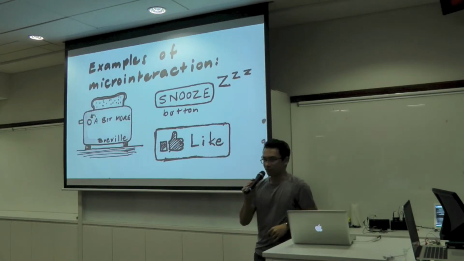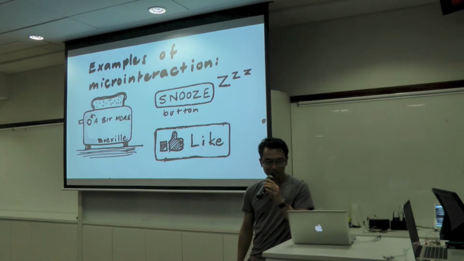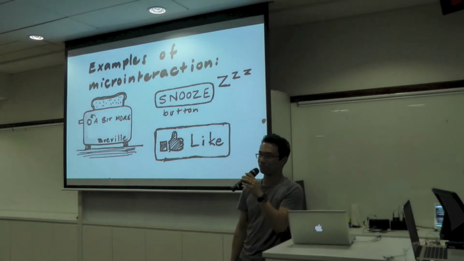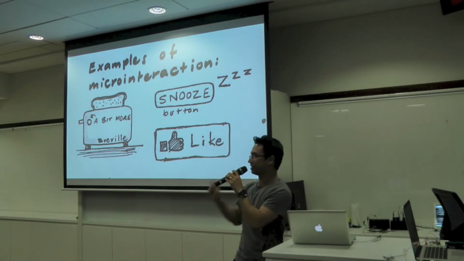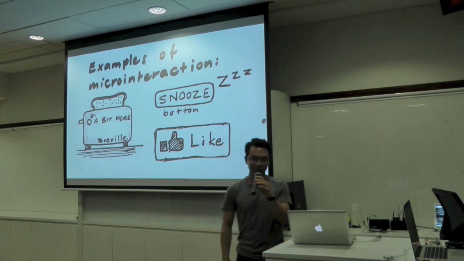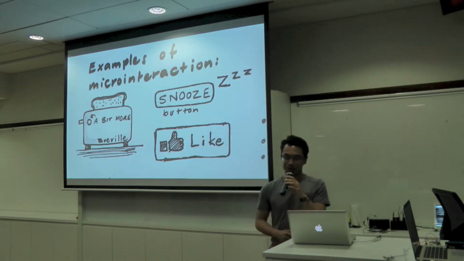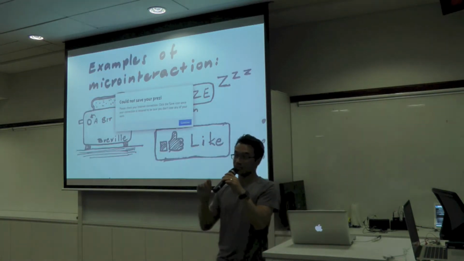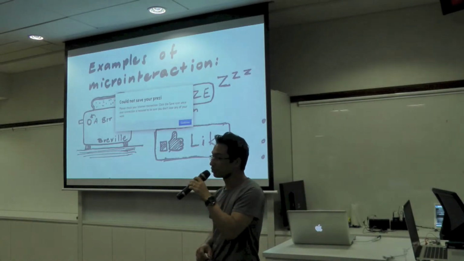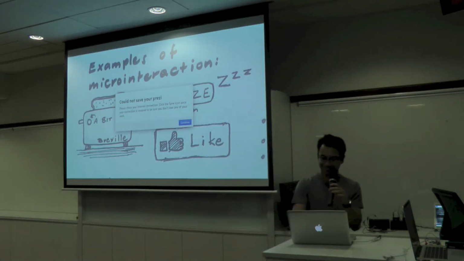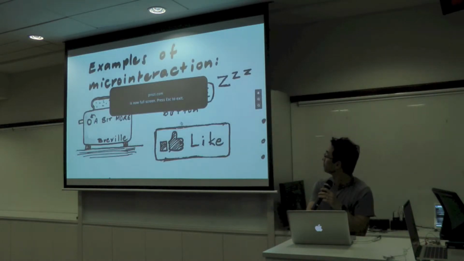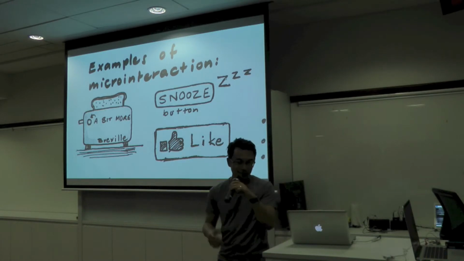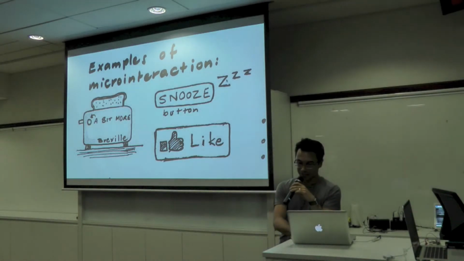He also gave some examples of micro-interaction. The first one he gave was this Breville toaster, which had a button called a bit more. So if your toast was not toasted enough, you could press that button called a bit more and toast it a bit more. And then you've got the snooze button as well on alarm clocks. And clicking the like button, it's the smallest unit of task you can do on Facebook. But it is a micro interaction that you can perform to actually get to your goal.